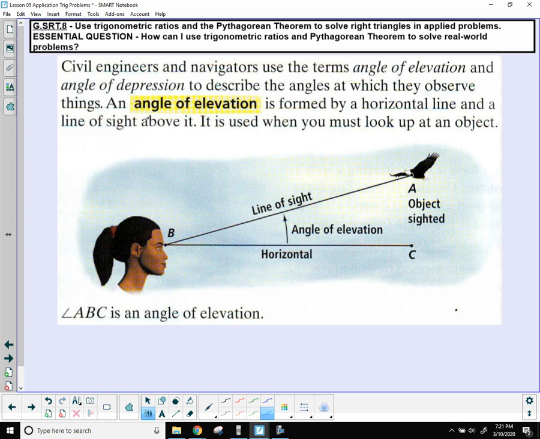Again, angle of elevation is when you are looking up. Okay? From the horizontal, you look up at an object. In this case, a beautiful bird. Perfect killing machine because it looks like the bald eagle, but nevertheless, you are looking up, angle of elevation.